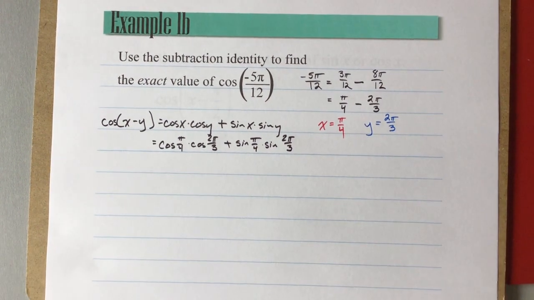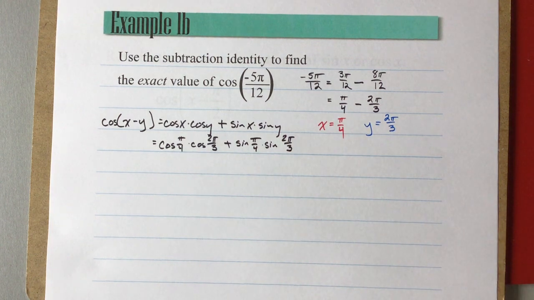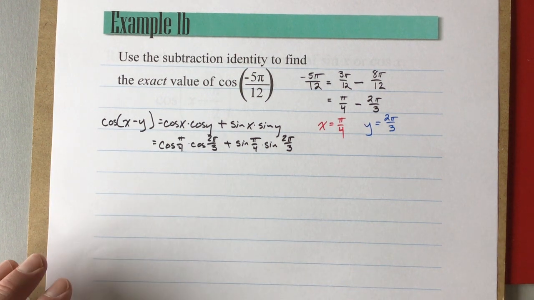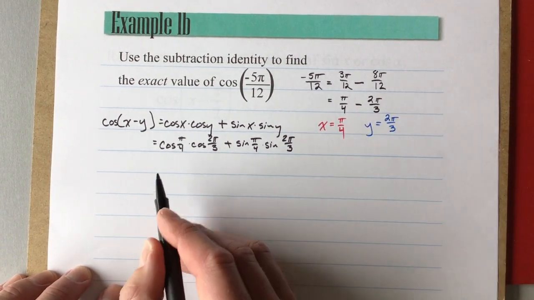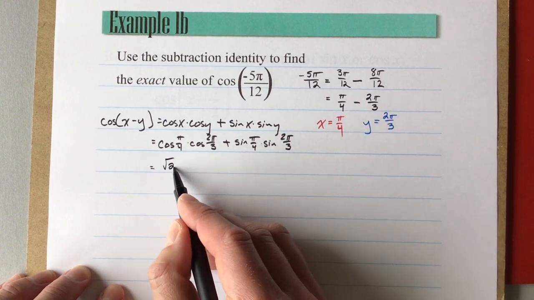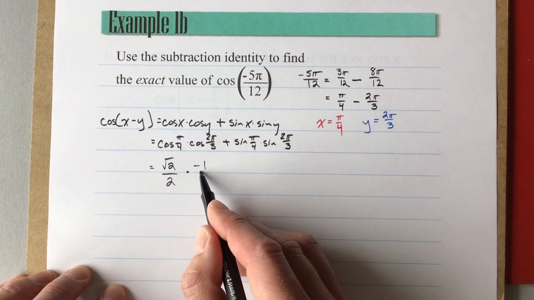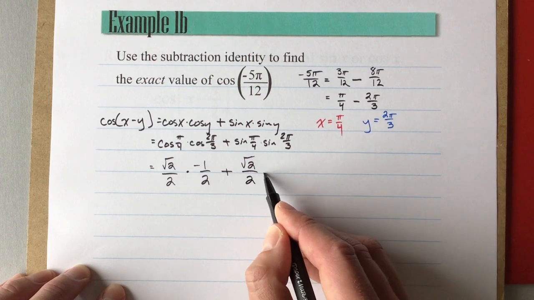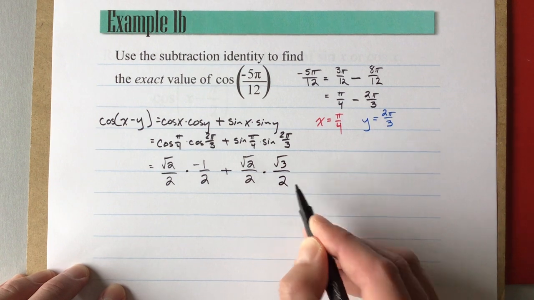Next, I evaluate these sines and cosines exactly because they all represent angles that I can work with exactly. And you may need to go back and review that, look at your unit circle, review those coordinates where these angles pass through. Remember that the x coordinate is the cosine of that angle and the y coordinate the sine. The cosine of pi over 4 is root 2 over 2. The cosine of 2 pi over 3 is negative 1/2. The sine of pi over 4 is root 2 over 2. And the sine of 2 pi over 3 is positive root 3 over 2.